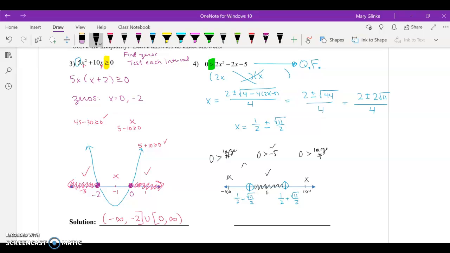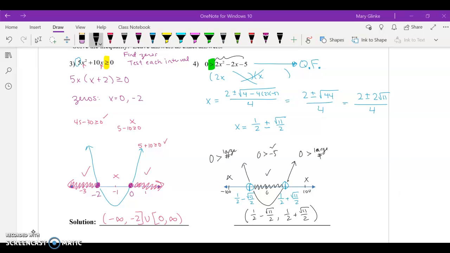Visually, this graph also opens up, so you can visualize this is what our parabola would look like. And we want the numbers that are less than 0, so where it's below, so that backs it up. Which means in interval notation, we would have 1/2 minus root 11 over 2 and 1/2 plus root 11 over 2.